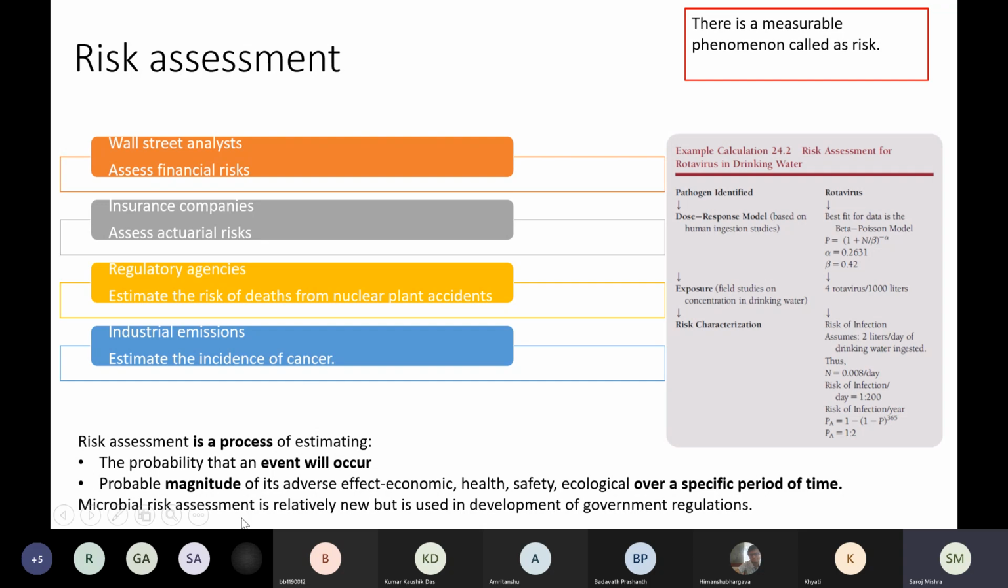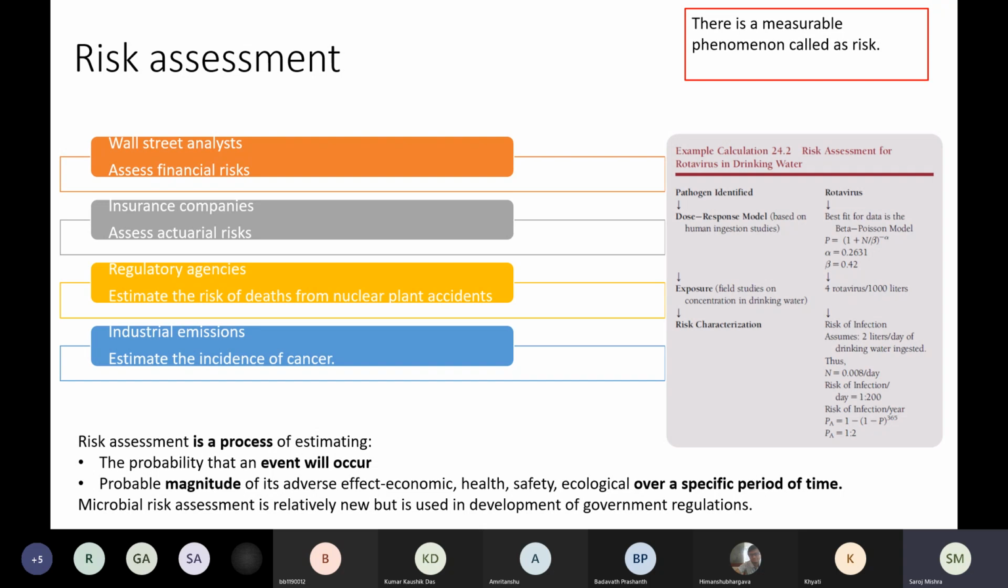So we can say that risk assessment, therefore, is a process of estimating, first, the probability that an event is going to occur, and number two, the magnitude of its adverse effect. Okay, how much? What is the probability of somebody catching an infection out of the presence of, let's say, 2 viral particles in 1 liter of water? Okay, so it also gives you a probability or the magnitude of the effect. Is it 20%? Is it 40%? Is it 60%? Over a specified period of time.